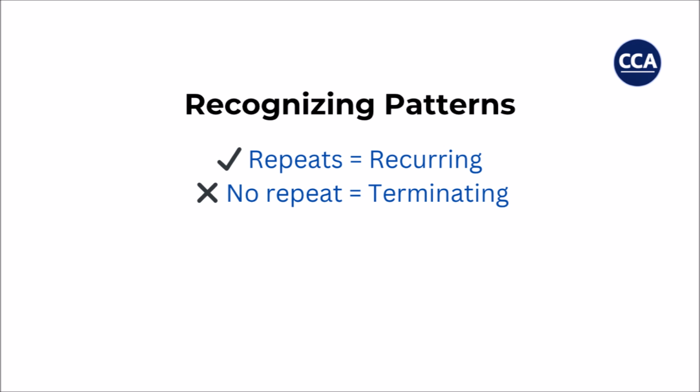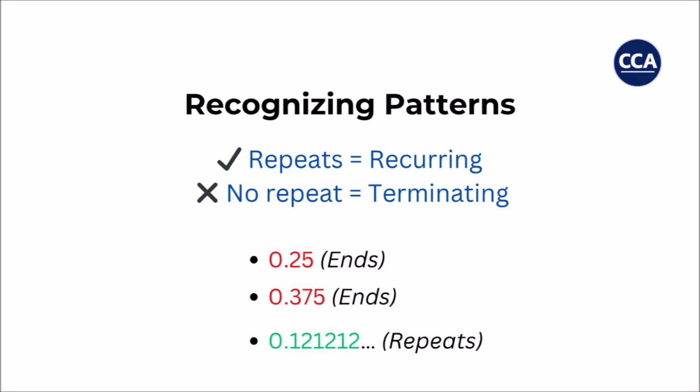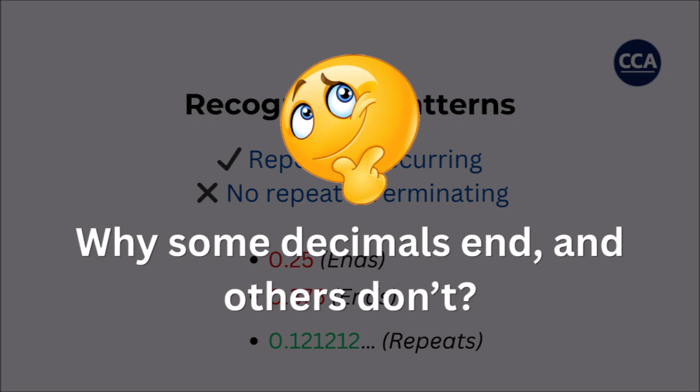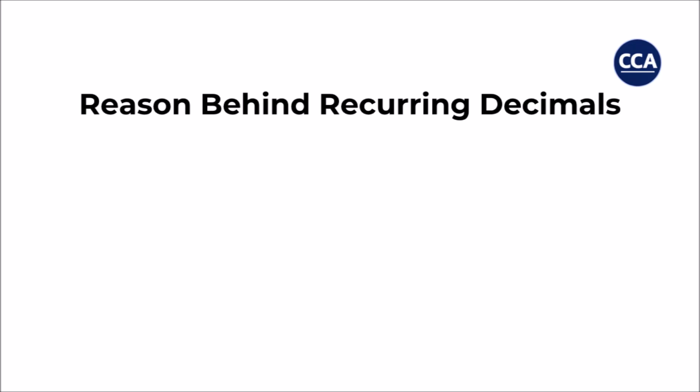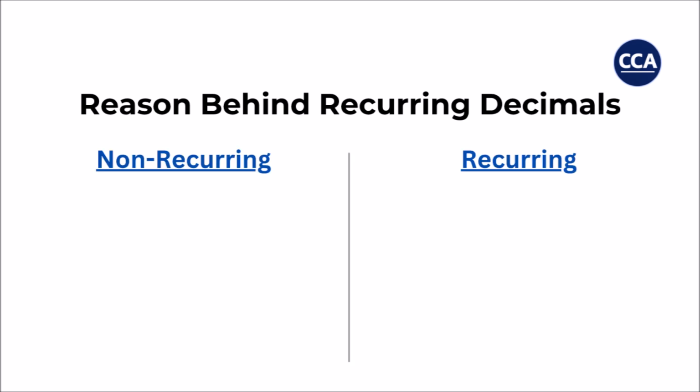Remember, not every decimal is recurring. Some decimals end, like 0.25 and 0.375. But others never end and repeat forever. Now, the question is, why do some decimals end and others don't? To understand the real reason behind recurring decimals, we need to look closely at the fractions behind these decimals. Let's convert some recurring and non-recurring decimals into fractions first.